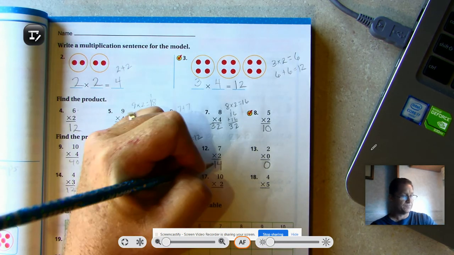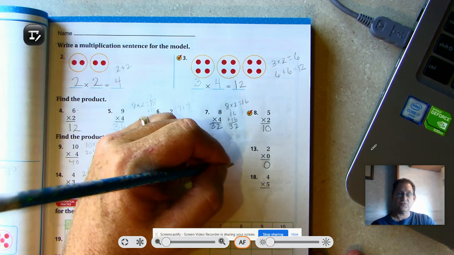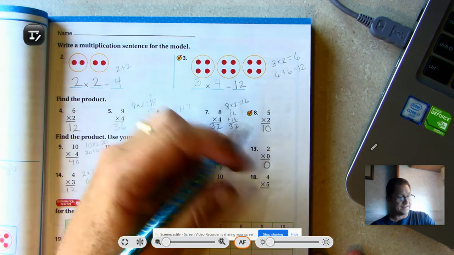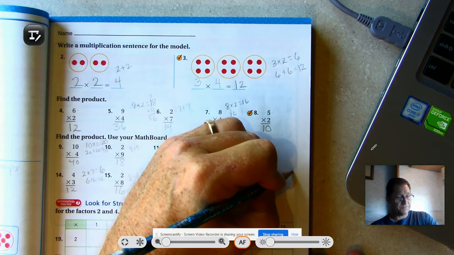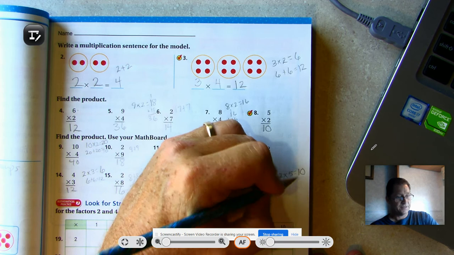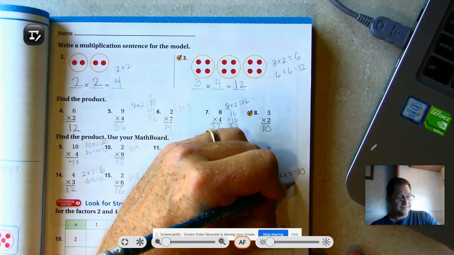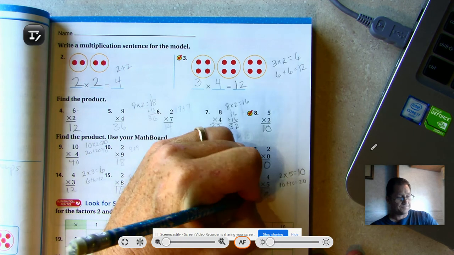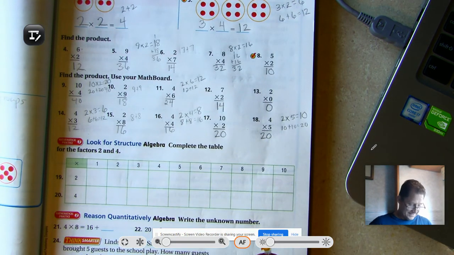10 times 2, 10 groups of 2. 2, 4, 6, 8, 10, 12, 14, 16, 18, 20. 4 sets of 5 is the same as 2 times 5 doubled. 2 times 5 is 10, and 10 plus 10 is 20. All right, so complete the table.